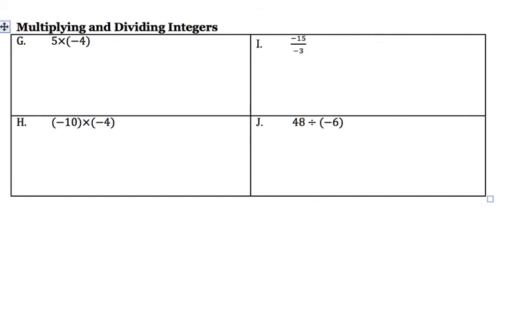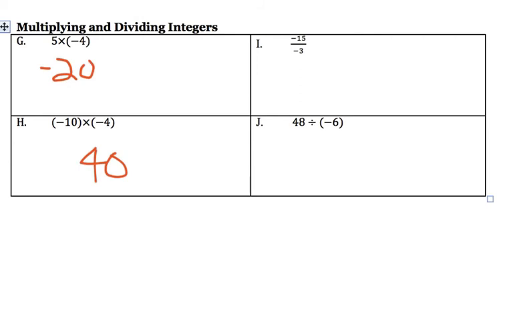So when I have 5 times negative 4, since we only are multiplying with one negative, I know my answer is going to be negative, and 5 times 4 is 20, so the answer is negative 20. Alright, and then for h, I have negative 10 times negative 4. Well, I know that 10 times 4 is going to be 40, and then I'm trying to decide if it's going to be positive or negative.